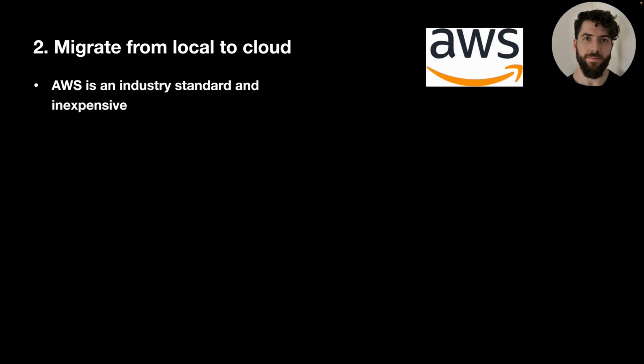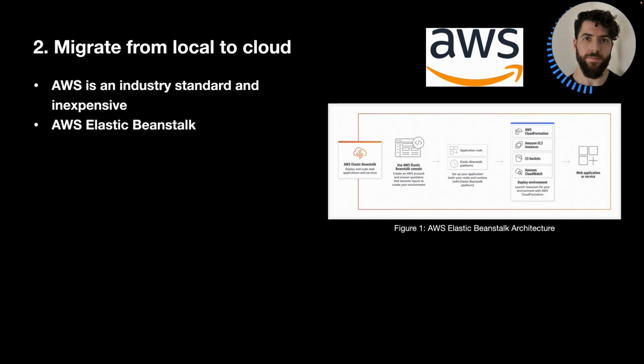Next, we need to migrate from local to cloud. We're going to be using Amazon Web Services as it is an industry standard and it's inexpensive to develop your first app. We're going to be using Amazon Web Services Elastic Beanstalk.